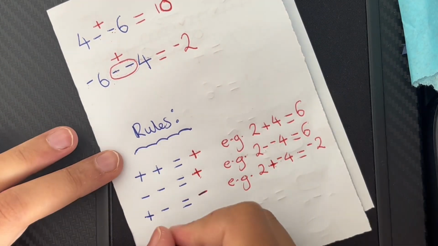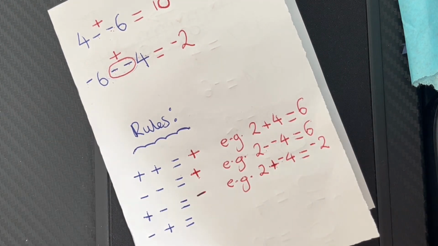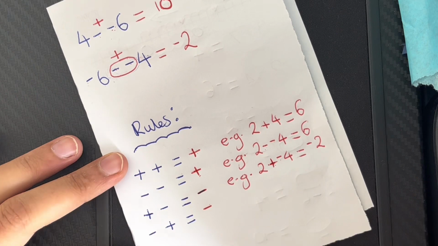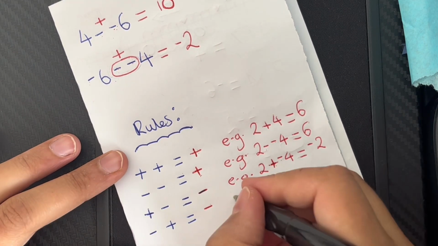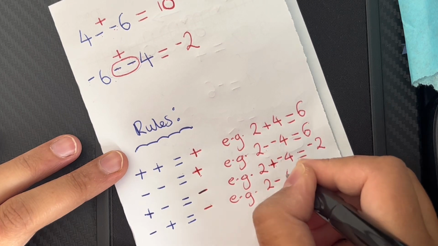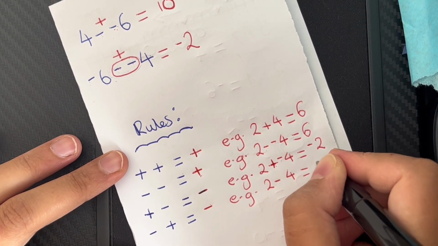Similarly, if I've got a minus and a plus right next to each other, my answer will again be a minus sign. For example, if I've got 2 and I'm taking away a positive 4, then I will be landing on negative 2 once again.